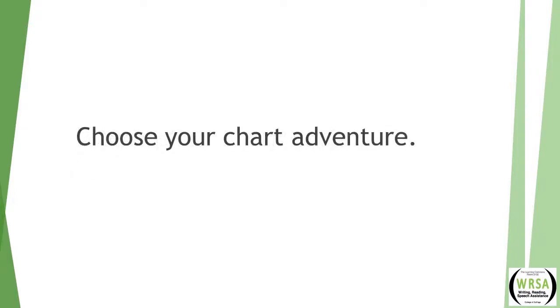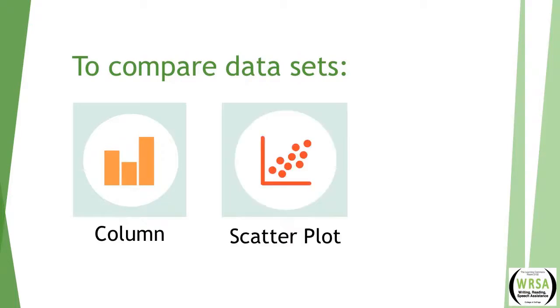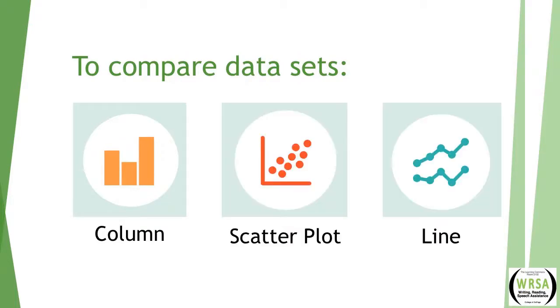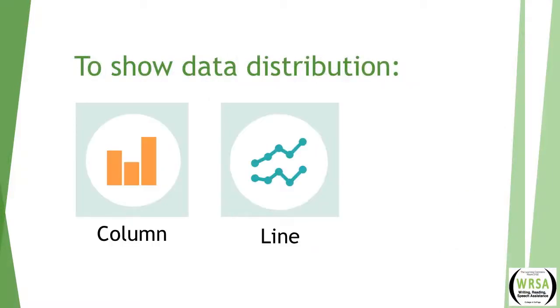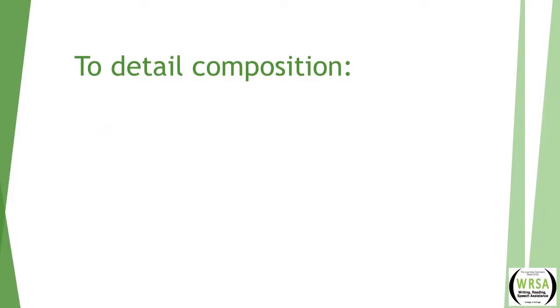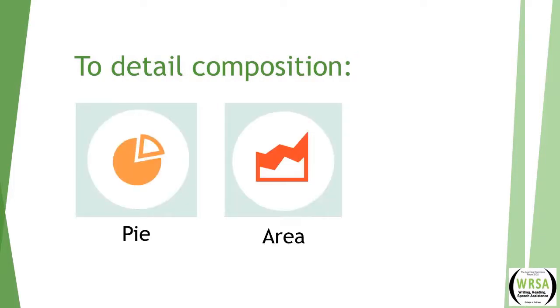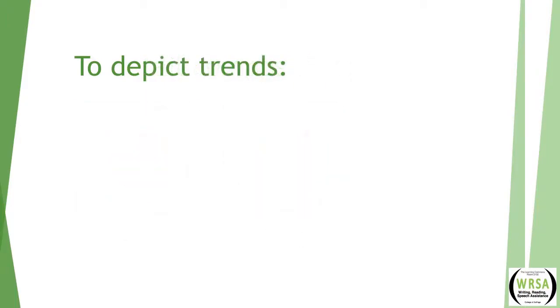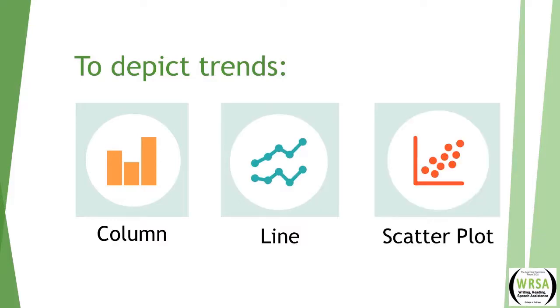If the topic and data you find is best visualized using charts and graphs, you'll need to match the type you're using with the data you are choosing to represent. To compare, use a column graph, a scatter plot, or a line graph. To show distribution, use a column graph or a line graph. To detail composition, try a pie chart or an area chart. And to depict trends in data, use a column graph, line graph, or scatter plot.